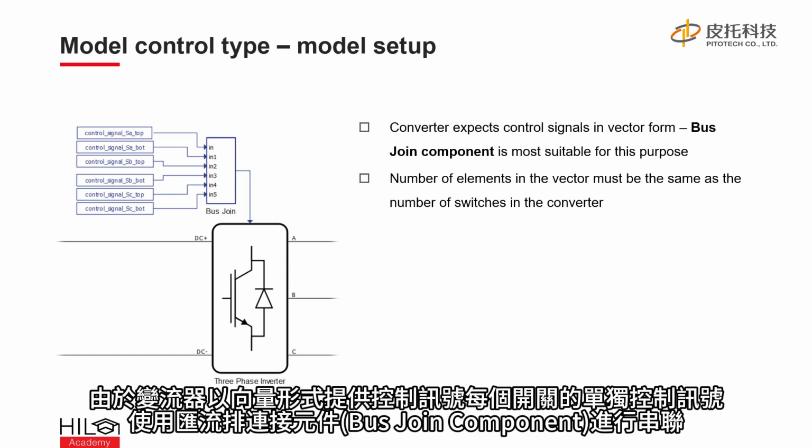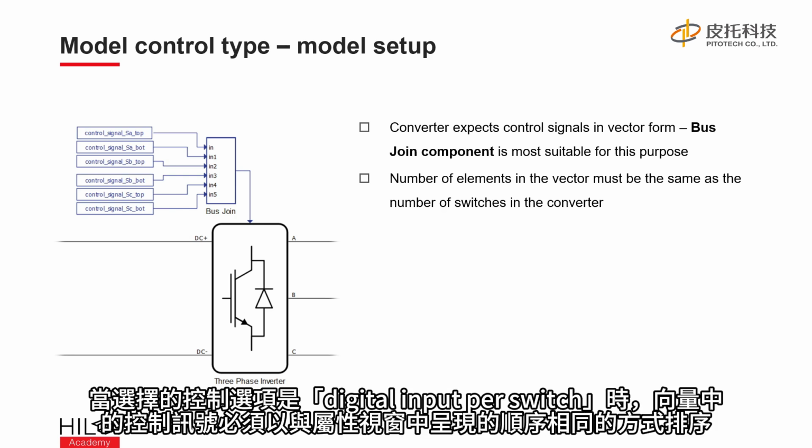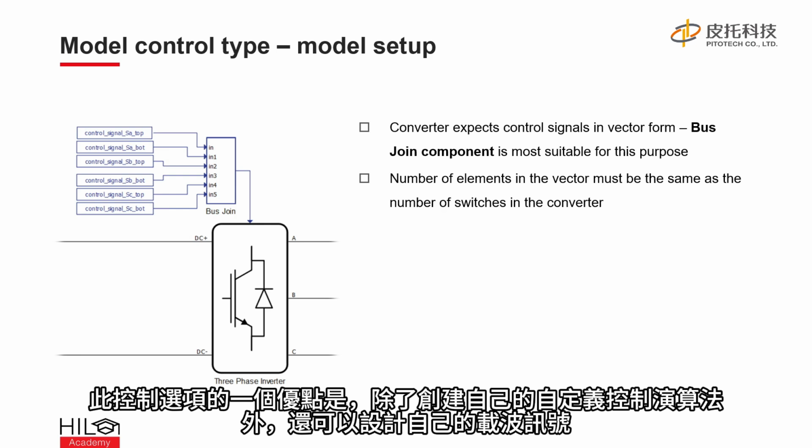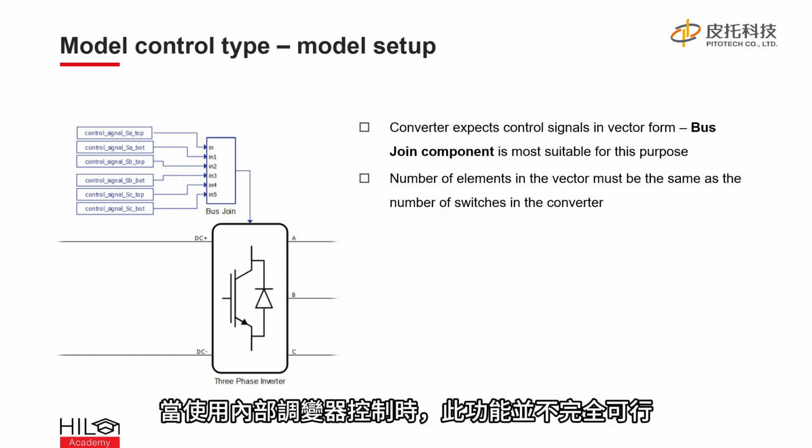Since the converter receives the control signals in vector form, the individual control signals for each switch are concatenated using a bus join component. Control signals in the vector must be sorted in the same order as they are presented in the Properties window when the selected control option is digital input per switch. One advantage of this control option is that, in addition to creating your own custom control algorithm, you can design your own carrier signal. This functionality is not fully possible when using internal modulator control.